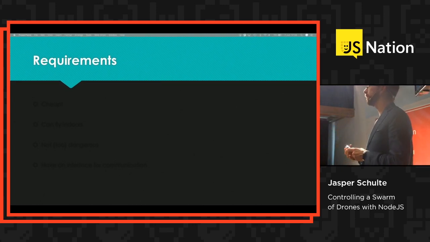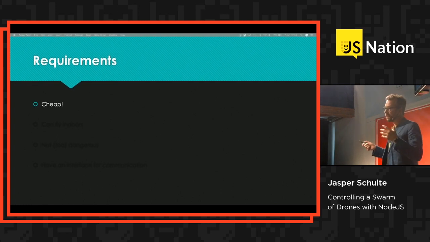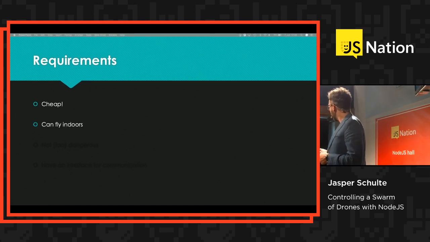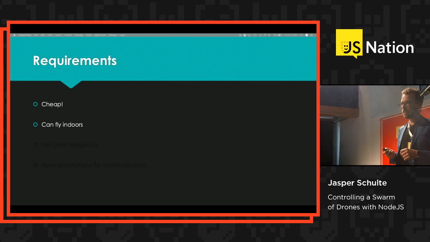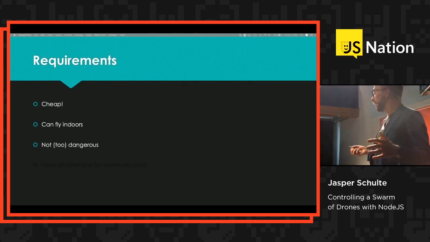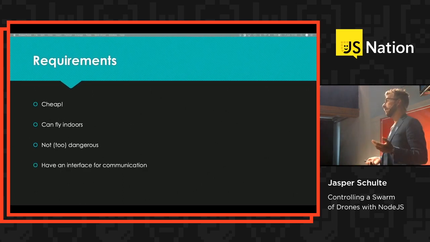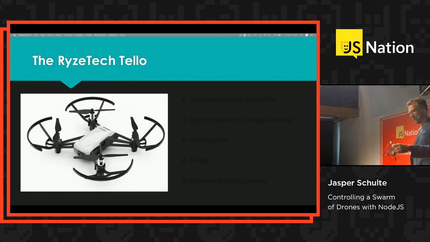So let's talk about the requirements. First of all, they have to be cheap, again, because we're experimenting. You're crashing a lot, you're trying stuff, so I don't have 2,000 euros to experiment with. They should be able to fly indoors. That's just out of experience. You spend a lot of time, so you don't want to go outside every time with your drone. They shouldn't be too dangerous, again, because you'll be flying indoors and you want to experiment with them. And they should have an interface for communication, because, of course, what we're talking about today is communicating with JavaScript and controlling them with JavaScript.